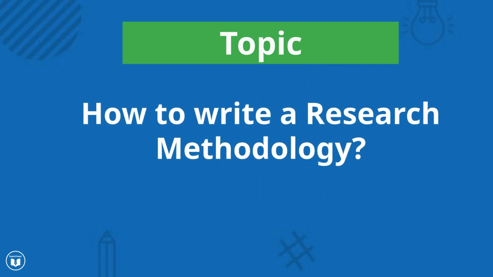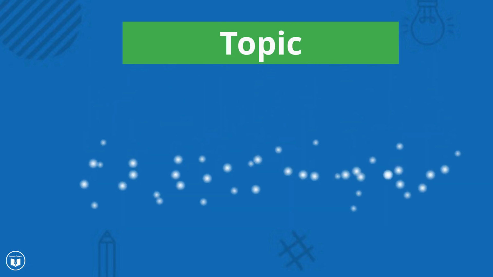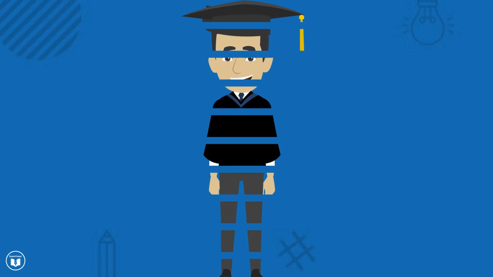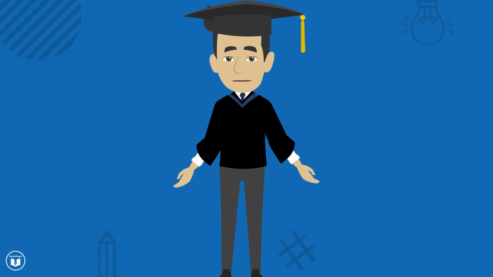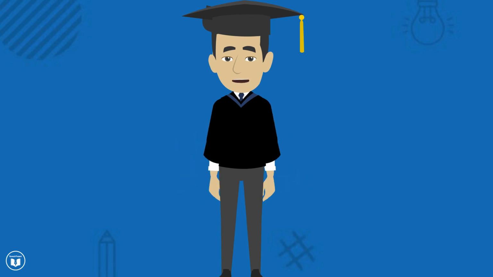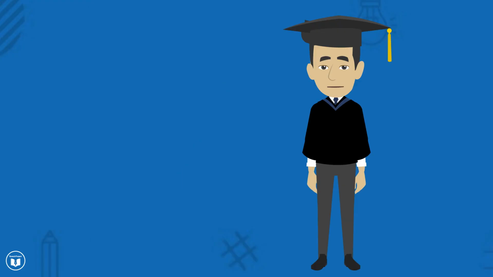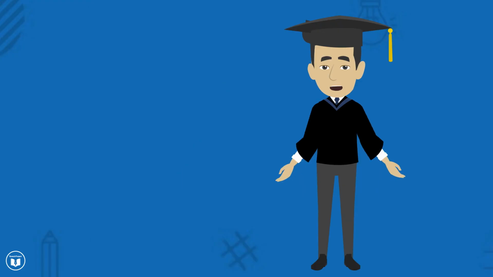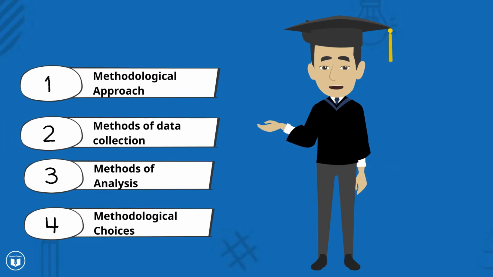How to write a research methodology. The methodology chapter is one of the most important parts of your dissertation. It allows readers to evaluate the reliability and validity of the research. In this video, you'll learn how to write a strong methodology with 4 simple steps.